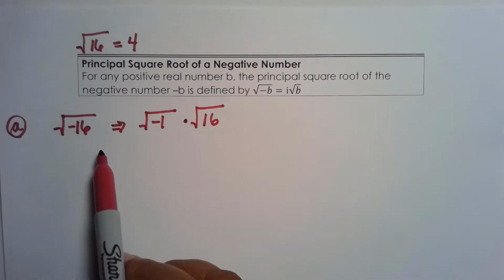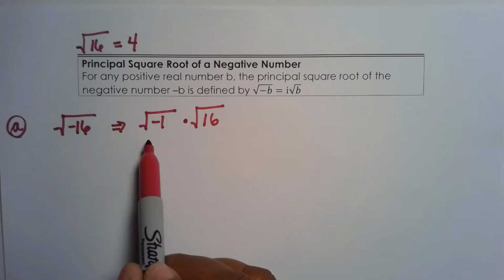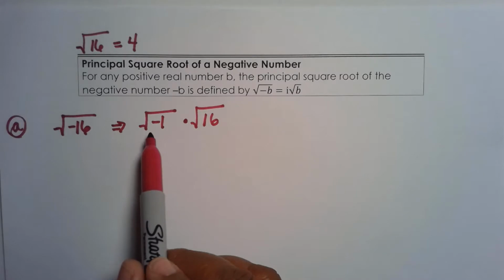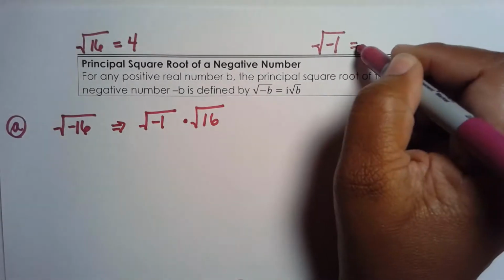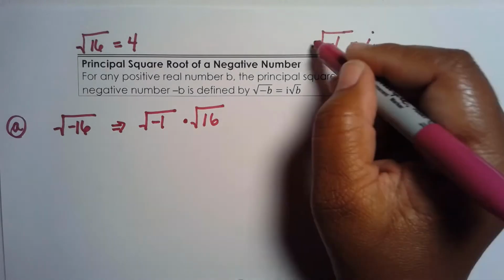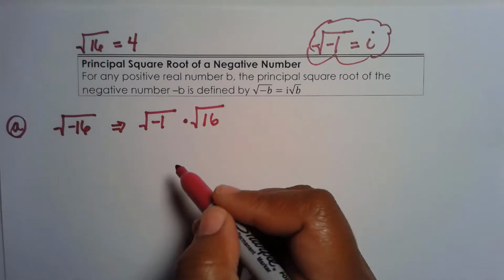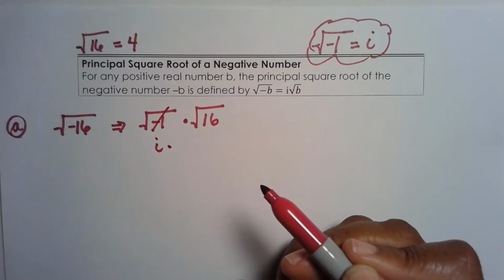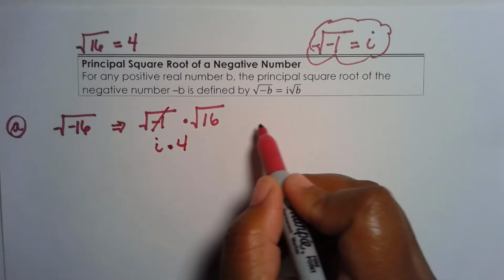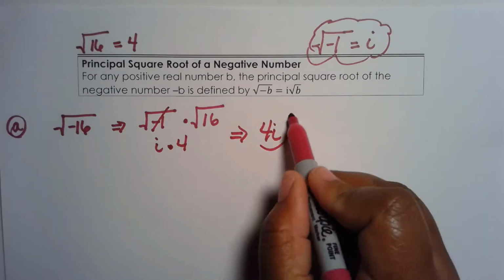Because in essence, when we're taking the square root of a radicand, the radicand needs to be positive. So the rule says that we're going to take out the square root of -1. And remember, the square root of -1 is i. Remember this rule. So take the square root of -1, that will be i. Take the square root of 16, which is 4. And then multiply those together, and we have 4i.